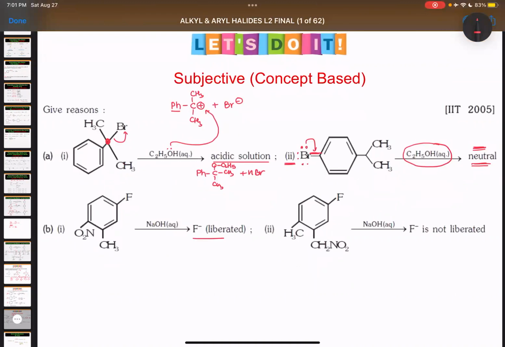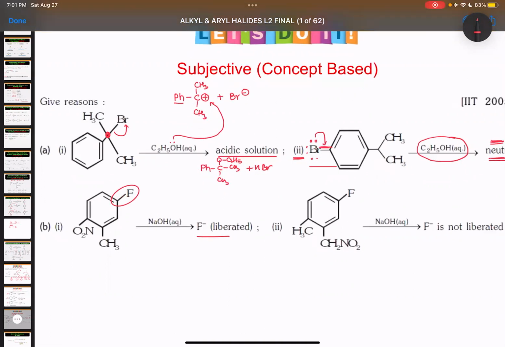And what about this one? F minus is liberated. Here the Br was not able to come out, but here the F is connected to the benzene ring. It is able to react, but there the Br was not able to react. What's the reason?